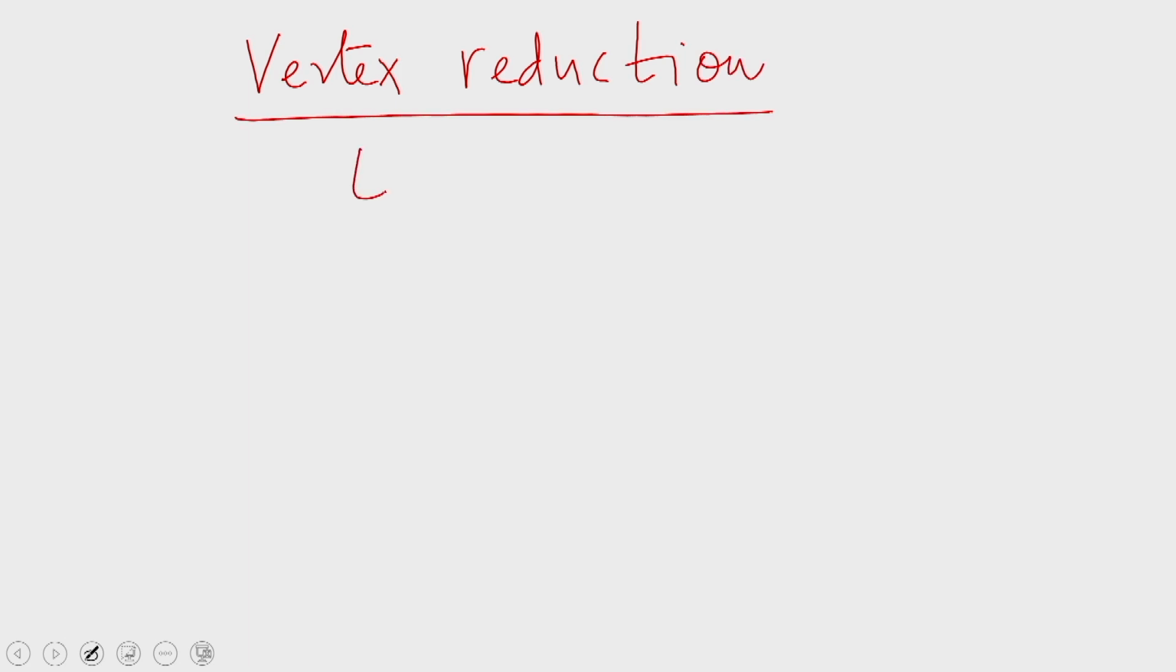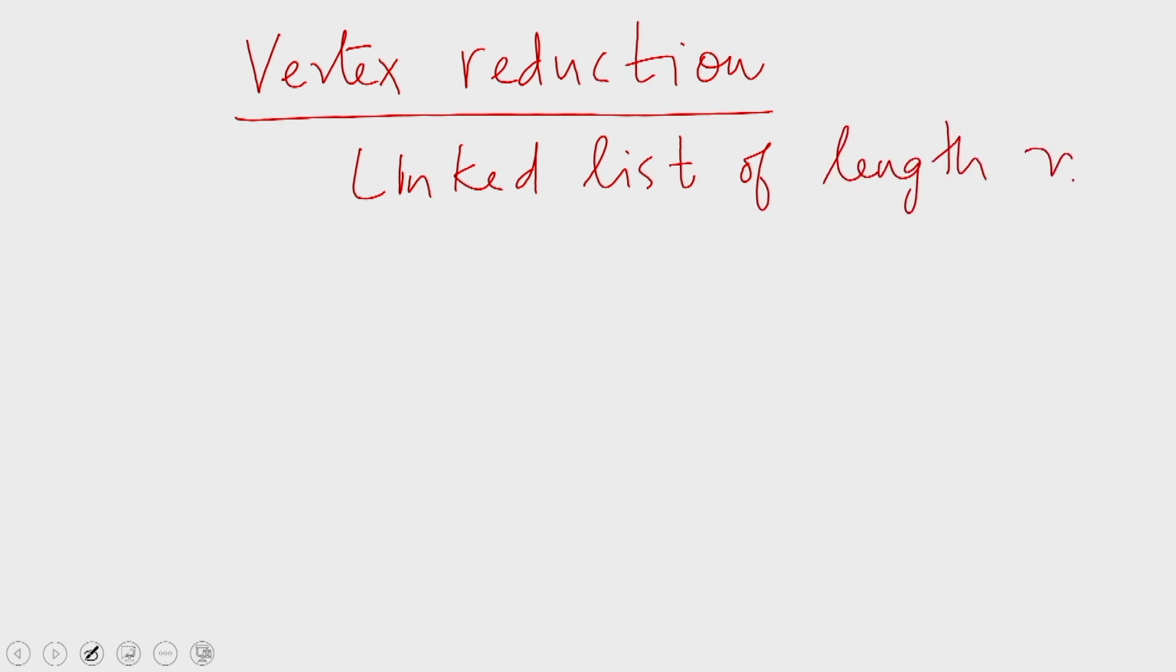Essentially, the algorithm involves vertex reduction from the given list. So, we are given a linked list of length n. That is, there are n nodes in the linked list. This is given in an array of size n, the classical presentation.